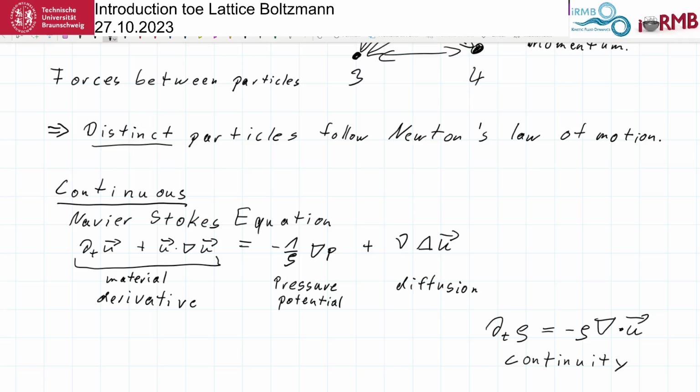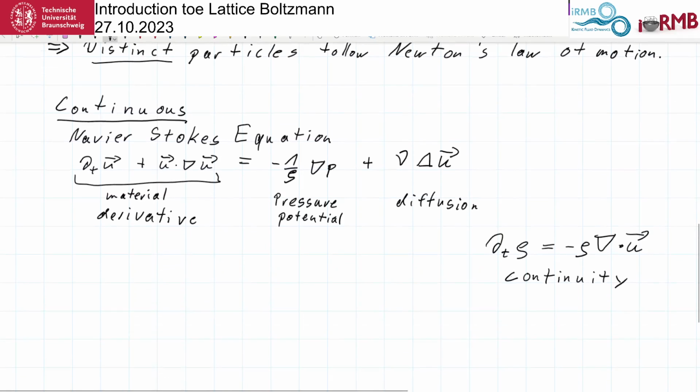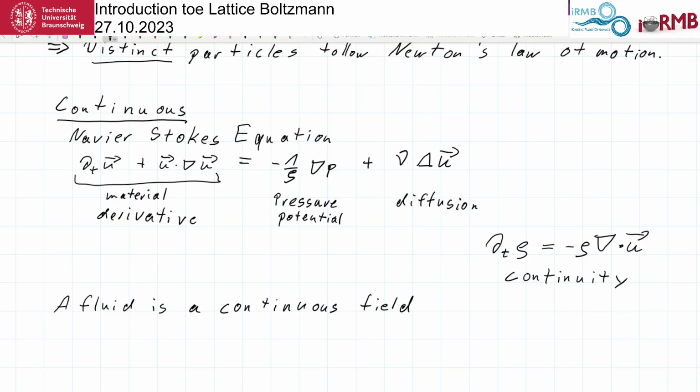So you are familiar with this. This is how fluid dynamics is usually done. A fluid, and now this is important, is a continuous field. This is what a fluid is, it's continuous. It is a continuous field, and this is still obeying conservation laws, which are somehow enshrined in the Navier-Stokes equation.